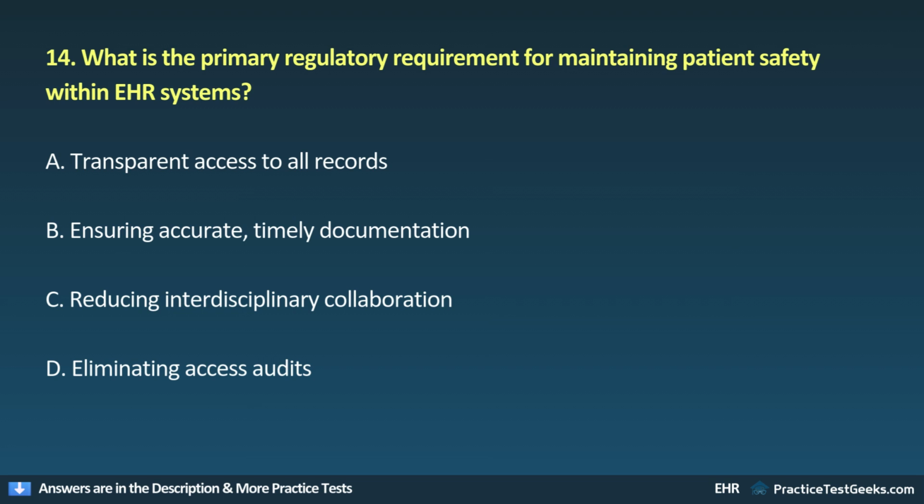14. What is the primary regulatory requirement for maintaining patient safety within EHR systems? A. Transparent access to all records. B. Ensuring accurate, timely documentation. C. Reducing interdisciplinary collaboration. D. Eliminating access audits.